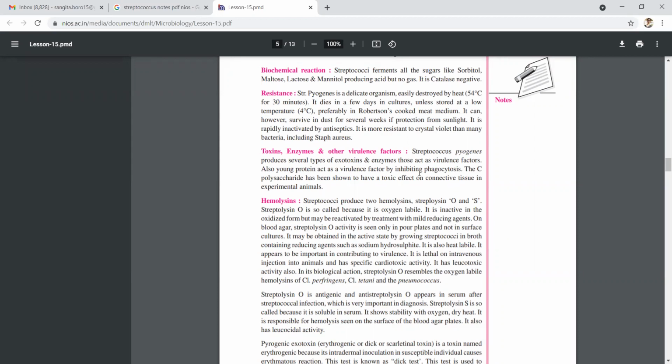Then toxins, enzymes, and other virulence factors. Streptococcus pyogenes produces several types of exotoxins and enzymes, and these exotoxins and enzymes act as virulence factors. Also, M protein acts as a virulence factor by inhibiting phagocytosis. The C polysaccharide has been shown to have a toxic effect on connective tissue in experimental animals.